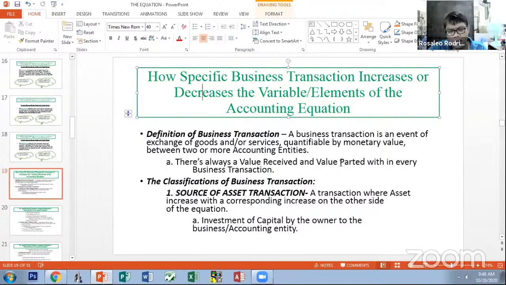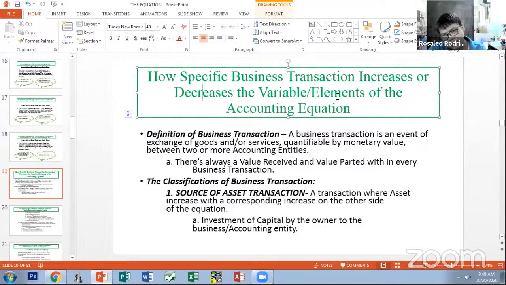Now, you can also use this in analysis of increases and decreases in the variables of the accounting equation. By the way, I will try to emphasize, increases or decreases in the variable elements of the equation, not increases or decreases to the equation, because the equation is composed of these variables. Asset equals liabilities plus owner's equity.